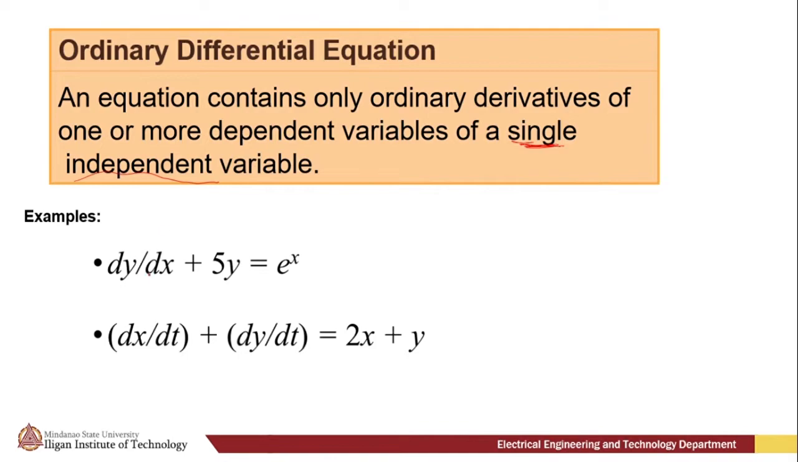For example, here we have dy over dx plus 5y equals e raised to x. This one is an ordinary differential equation because we only have a single independent variable, which is x.